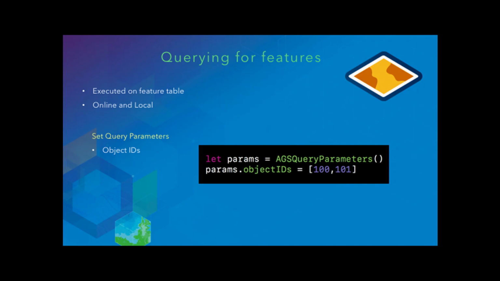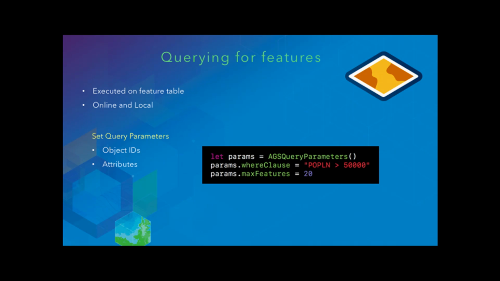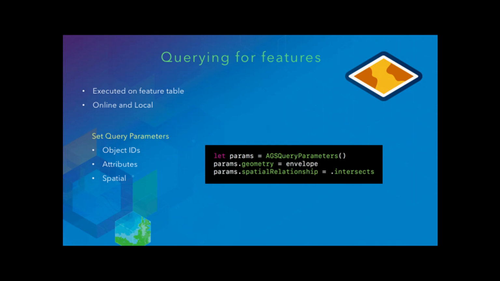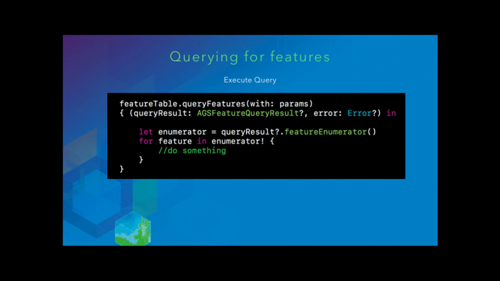Query operation requires query parameters. You can search for specific features by passing in object IDs. Your query parameters could be attribute based, or you can also specify spatial query parameters that take in a geometry and a spatial relationship. Next, you would execute the query on the feature table with the query parameters. Query result has a feature enumerator which can be iterated over to get the result features.